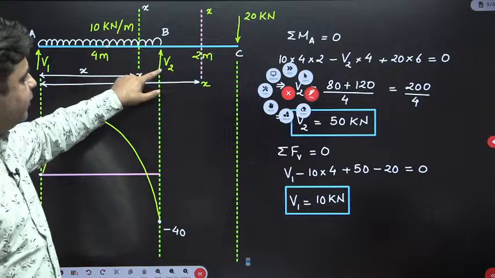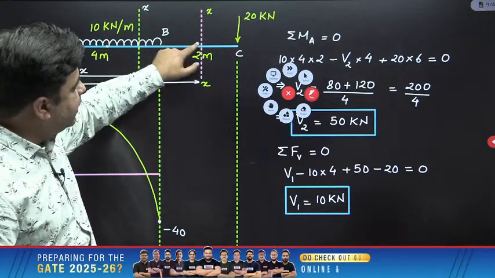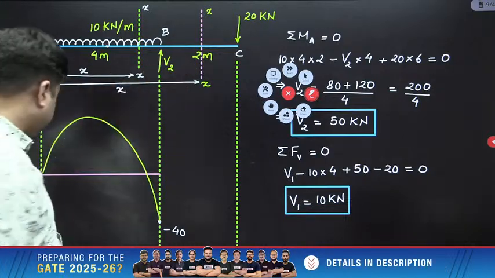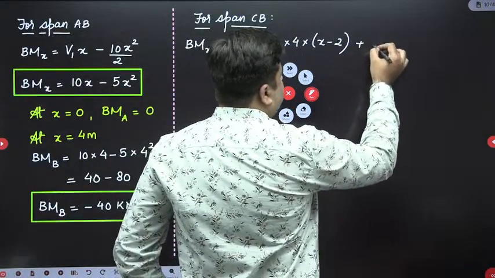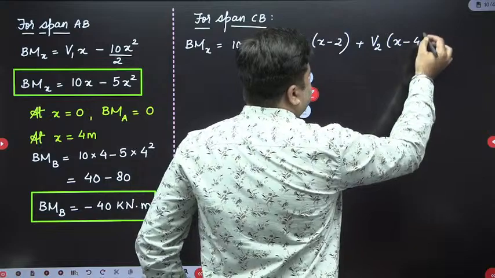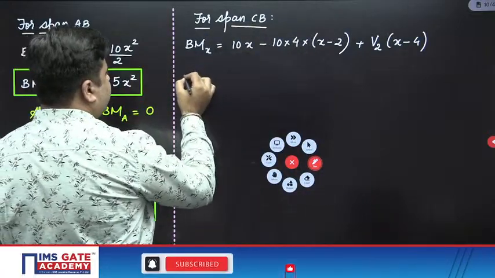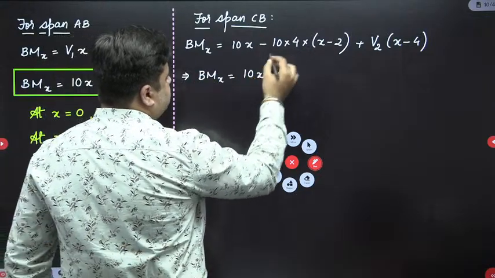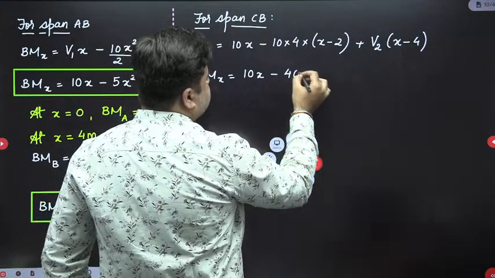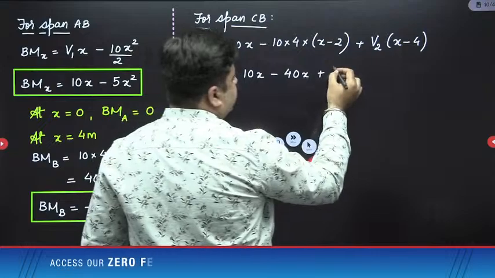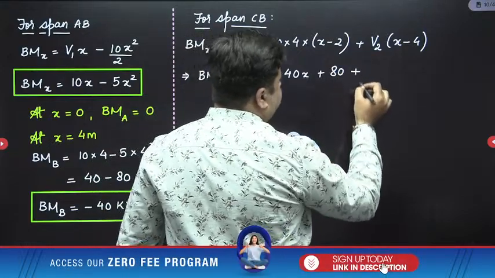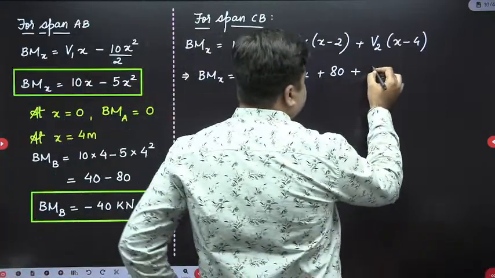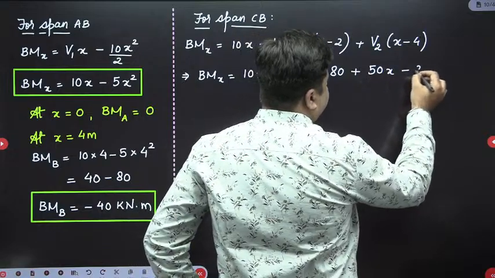Now third moment will be V2, and this V2 will be a sagging moment about this section. Value will be V2 into this distance, that is equal to V2 into X minus 4. So I will write down plus V2 into X minus 4. Just substitute the value of V2. So bending moment over section X is equal to 10x, minus 40x plus 80, and plus V2. V2 is 50. So this will be plus 50x minus 200.